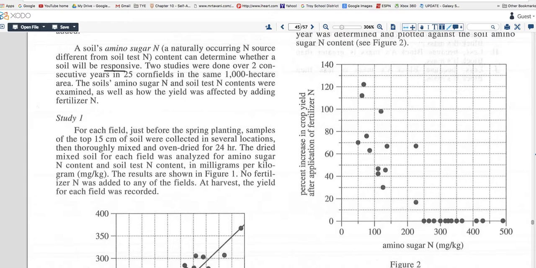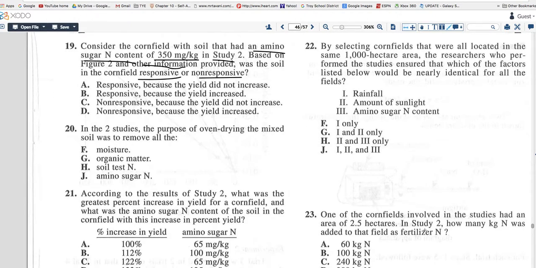What is the y-axis on this? It says the percent yield, percent increase in yield. If that's 0, that means it did not increase. Hence, it is in fact C. All right, who wants to give 20 a shot?